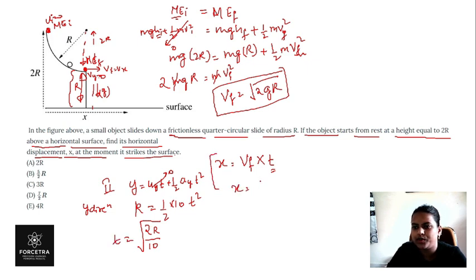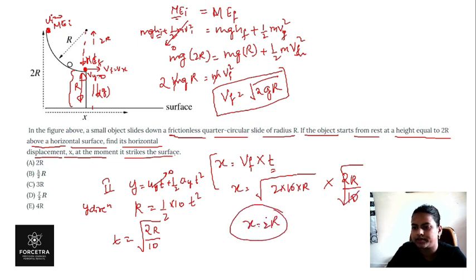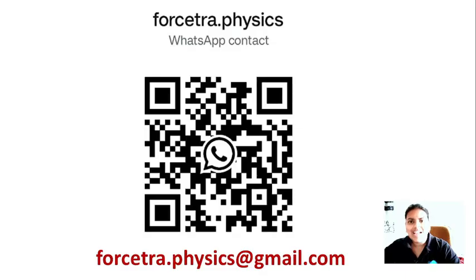x is equal to root of 2 into g, which is 10, into r, into the time, root of 2r divided by 10. So this would get cancelled and x would be equal to 2r. A is the correct answer.